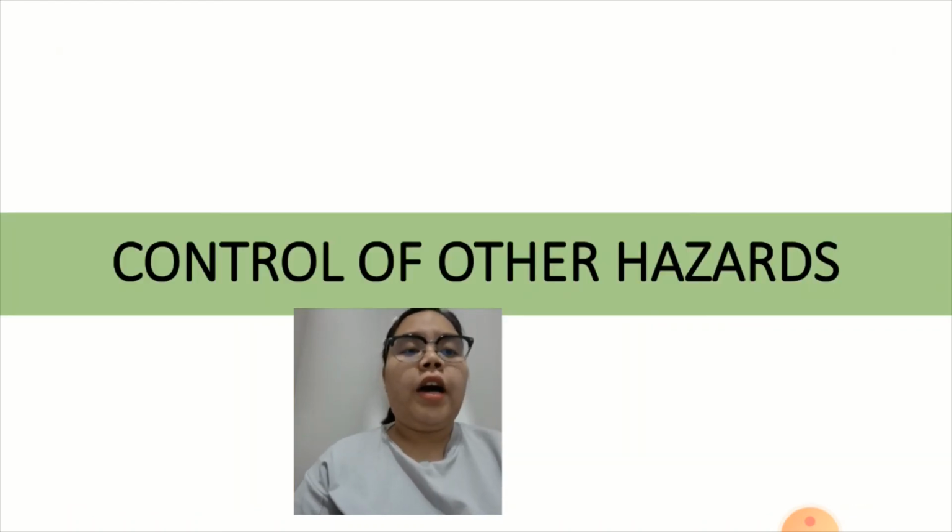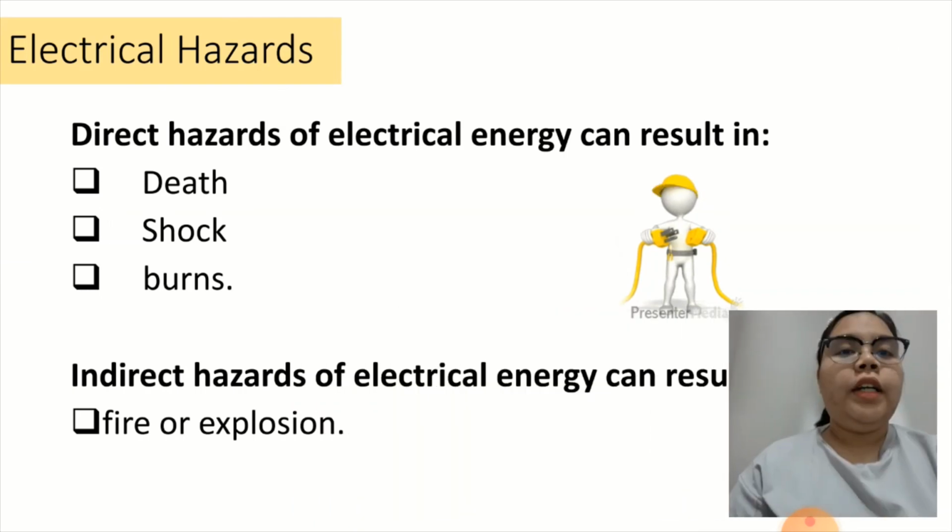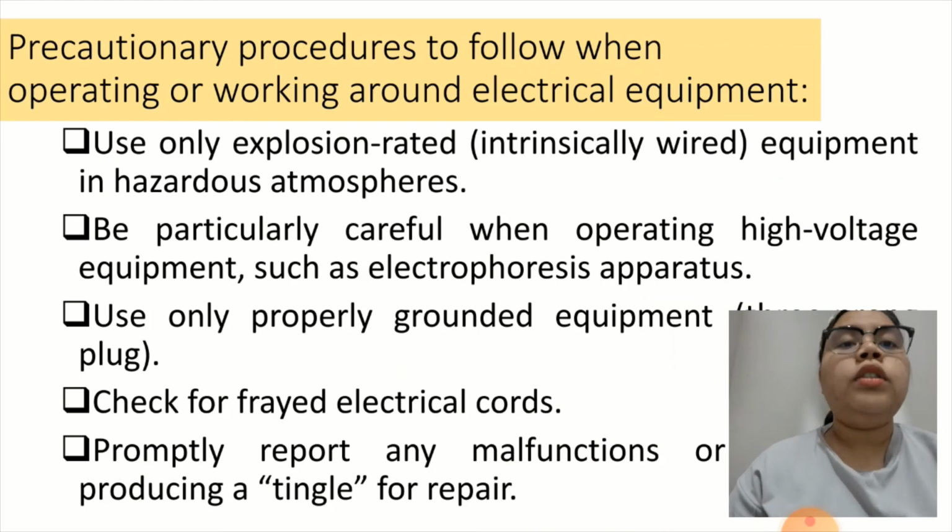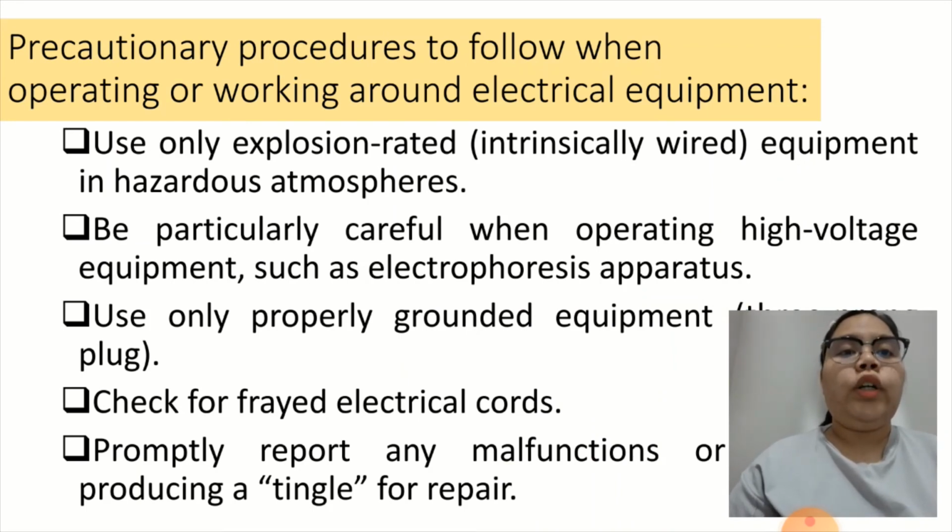So control of other hazards. We have here the electrical hazard. There are two hazards for electrical energy, the direct and indirect. For direct, we have death, shocks, burns, and indirect hazards can result in fire or explosion. So these are the precaution procedures to follow in operating or working around electrical equipment.